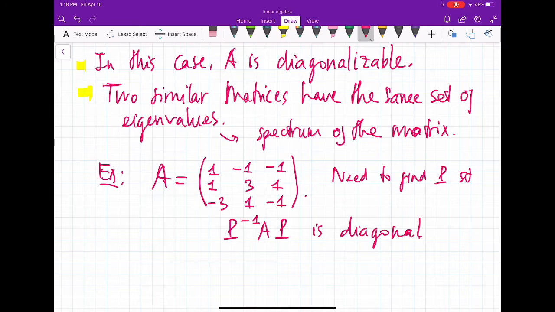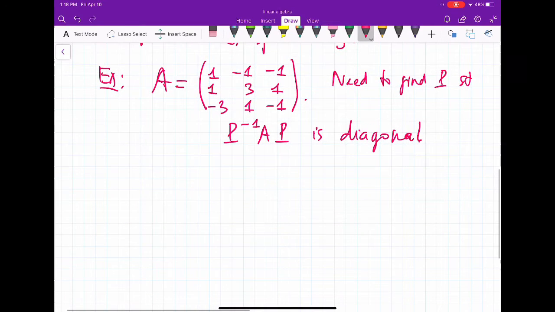So, of course, we need to consider if A is diagonalizable or not. If A is not diagonalizable, there's no way to find P, right? So the first step is to find all eigenvalues of A.